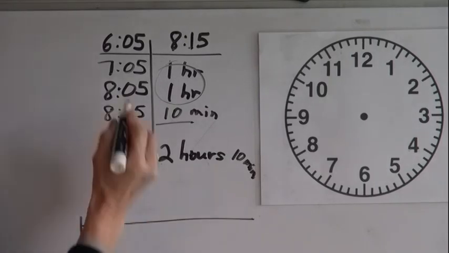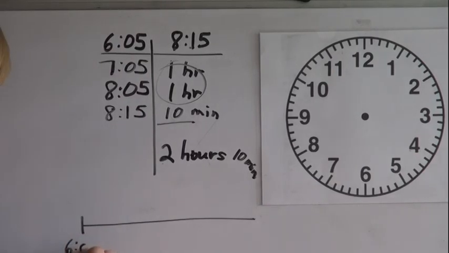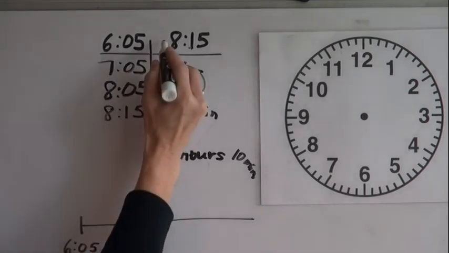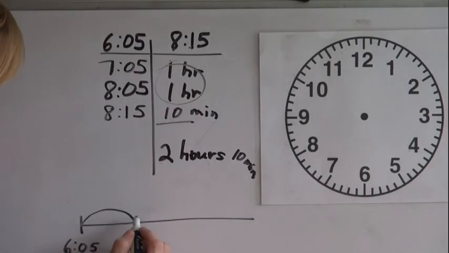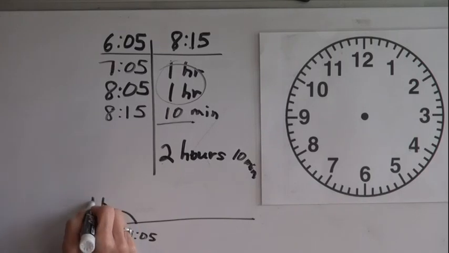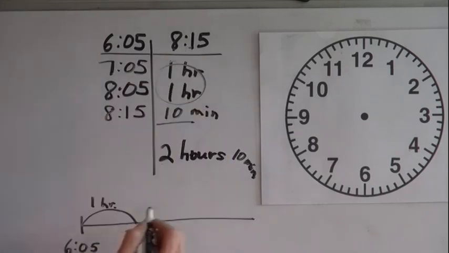Another way to figure this out is using a number line. So if you put your beginning time over here, and we're trying to figure out how much time elapsed to 8:15. So you always start with your biggest chunk of time. Can we get an hour out of that between 6:05 to 7:05? Yes, we can. So you would do a big hop and label your hop. 1 hour.